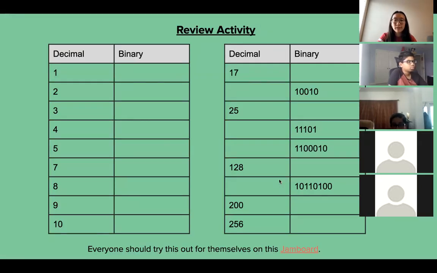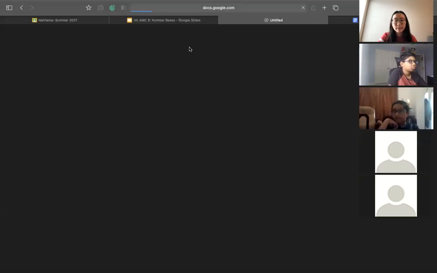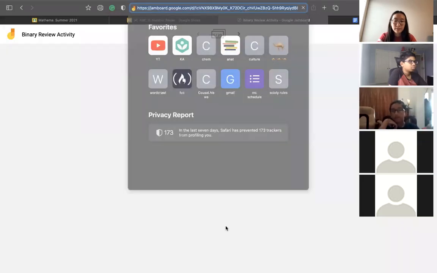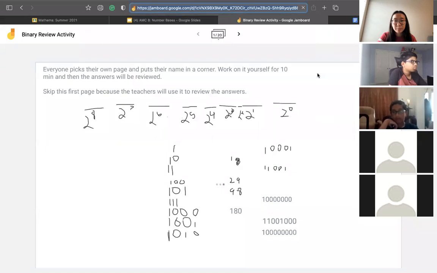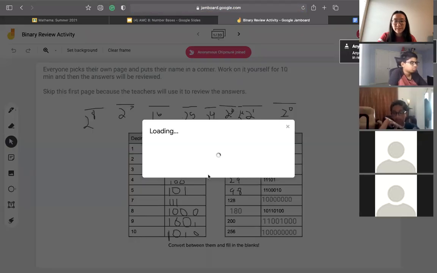Okay, so we're going to go to a review activity to practice converting from decimal to binary. And so here's a Jamboard, which I will post in the chat. Okay, so click that link and go on the Jamboard. Oh, interesting. Okay, so let me just get rid of everything first.